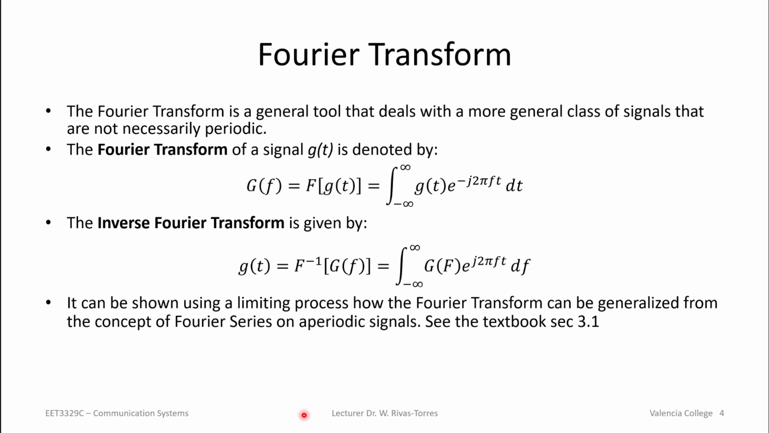It can be shown, using a limiting process, that the Fourier transform can be generalized from the concept of the Fourier series that we studied in lecture number 2. Now, I'll put out the disclaimer. In this lecture in the textbook, the authors do a lot of proofs. I will forego the proofs for the sake of time, but I encourage everyone to go look at the textbook and look at these proofs. They're mathematically quite fascinating to go through and understand.